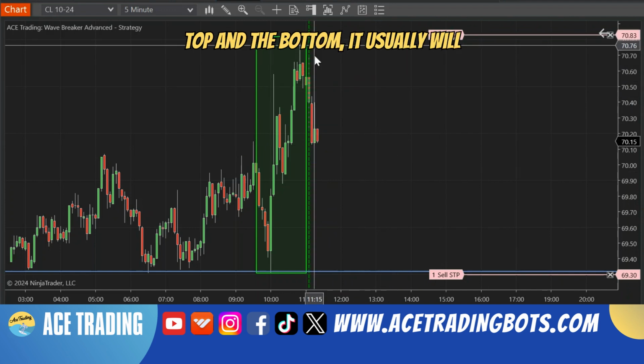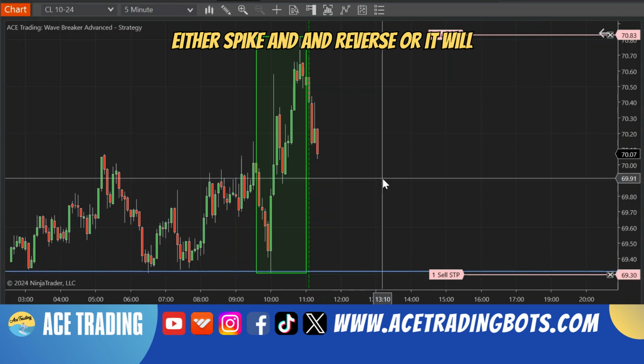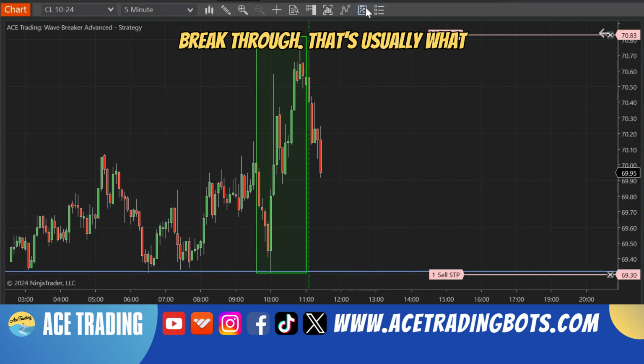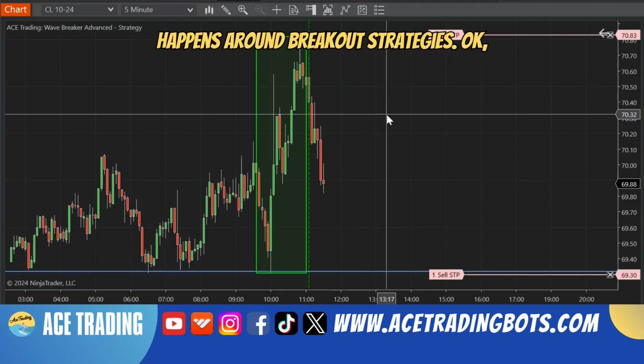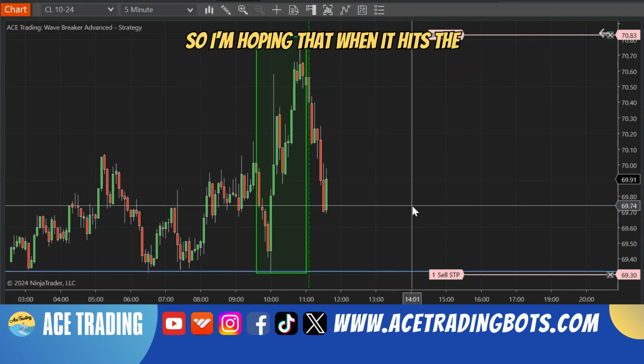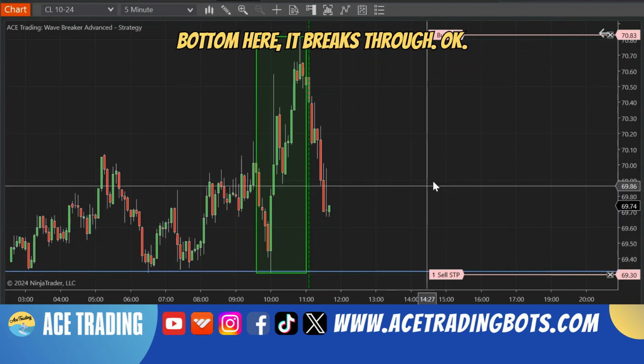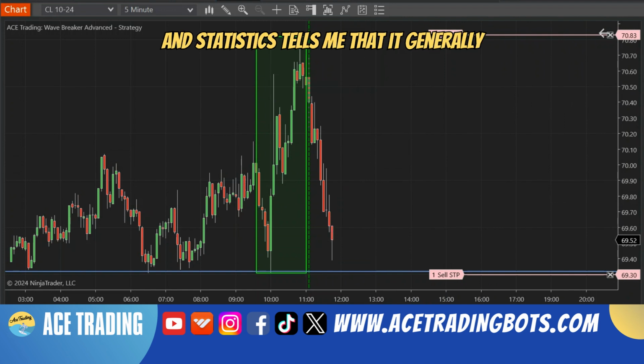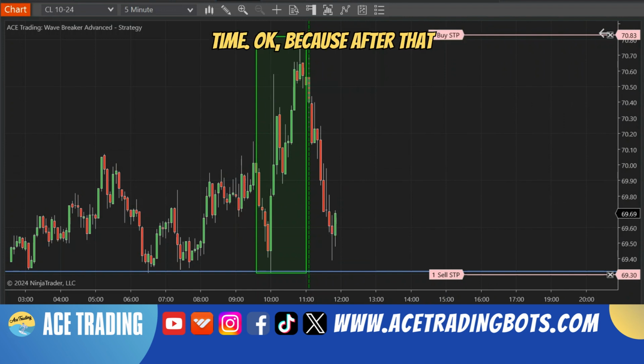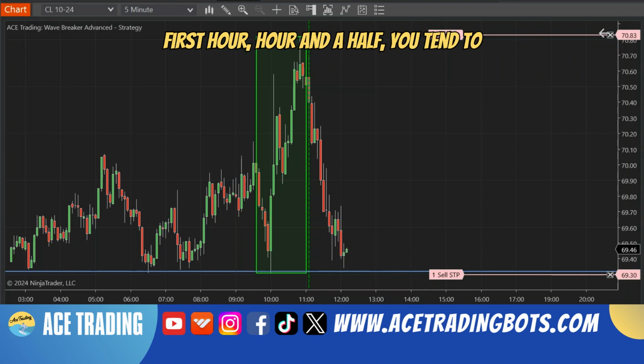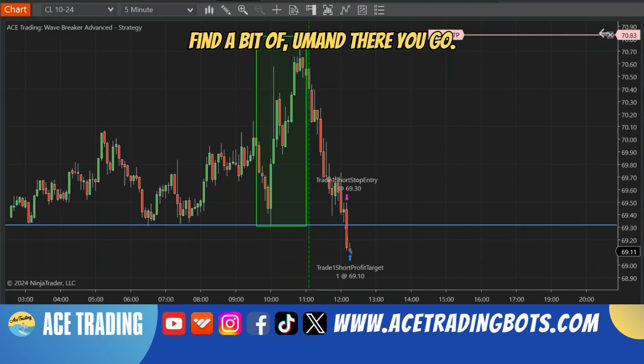Usually when it finds the top and the bottom, it will either spike and reverse, or it will break through. That's usually what happens around breakout strategies. So I'm hoping that when it hits the bottom here, it breaks through. Statistics tells me that it generally will around this particular point in time, because after that first hour, hour and a half, you tend to find a bit of, and there you go.